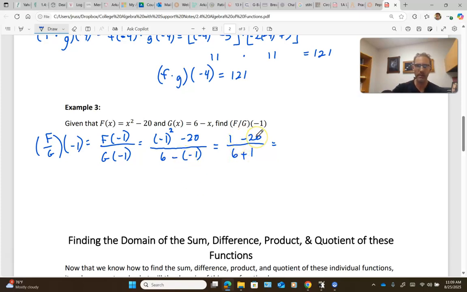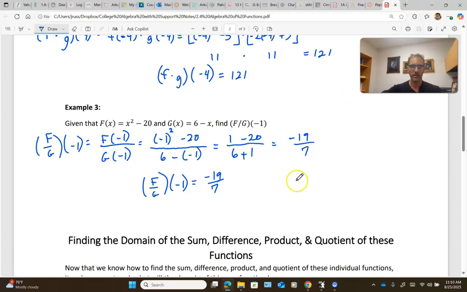And now we'll just continue. 1 minus 20 in the numerator is actually negative 19, and then 6 plus 1 is a 7, so we do get this ratio. You would go on and try to simplify this ratio, this fraction, if you can, but this one, guys, we cannot. Okay, and so this will be the value of capital F divided by capital G whenever x is negative 1. It'll be this fraction, negative 19/7.